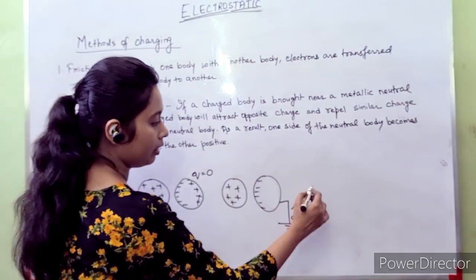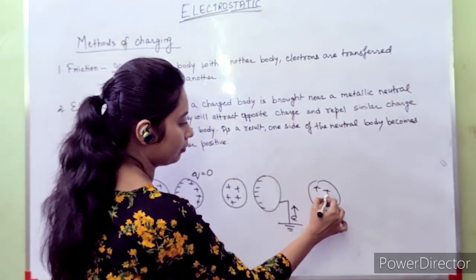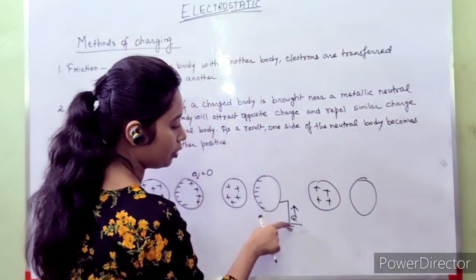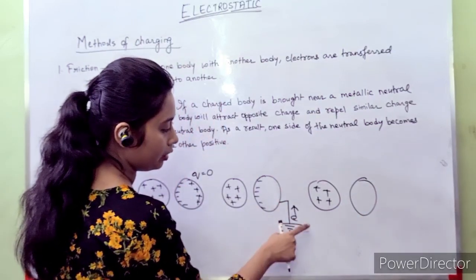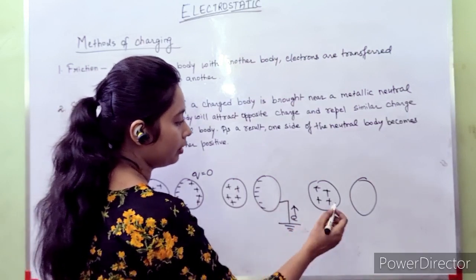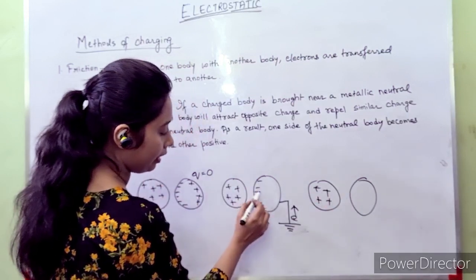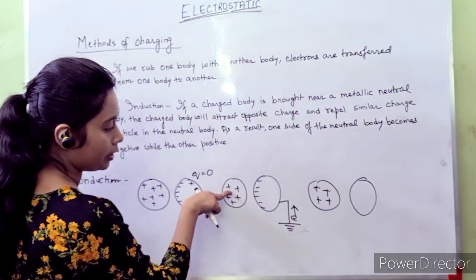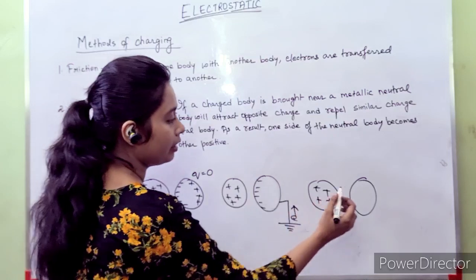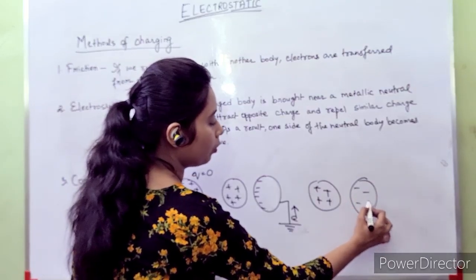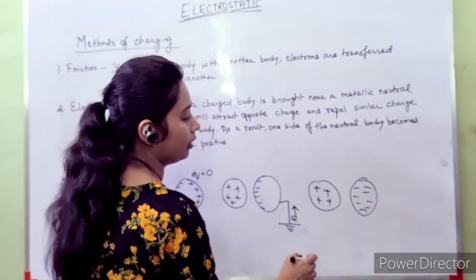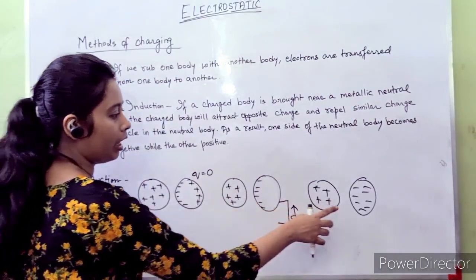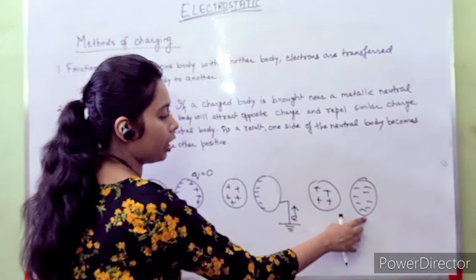Now, in the third step, remove this wire which is joined to the earth. Remove this wire, and these negative charges which were attracted by these positive charges will again be uniformly distributed all over the body. Now this body which was previously uncharged has become charged.